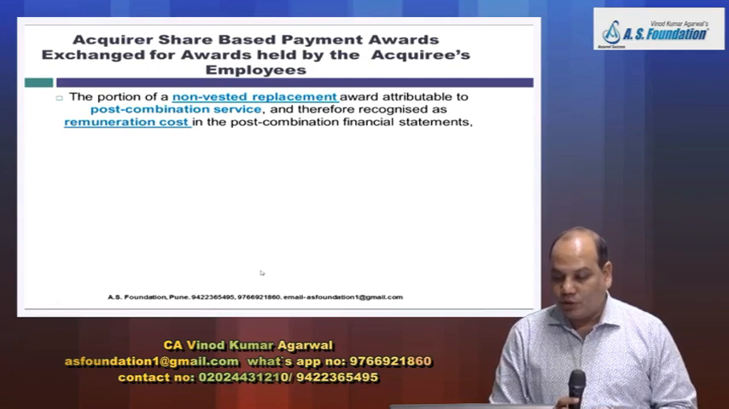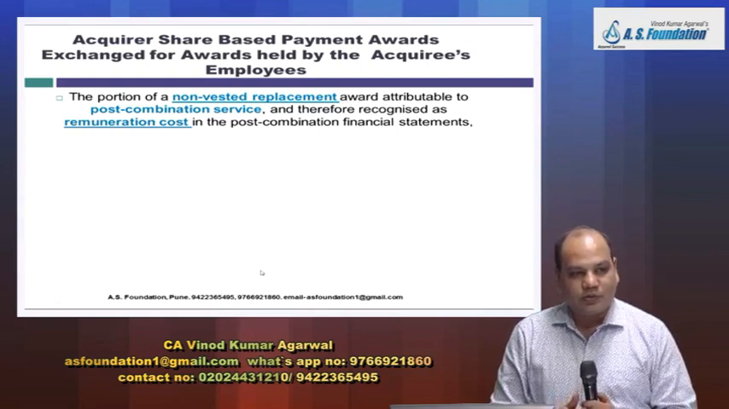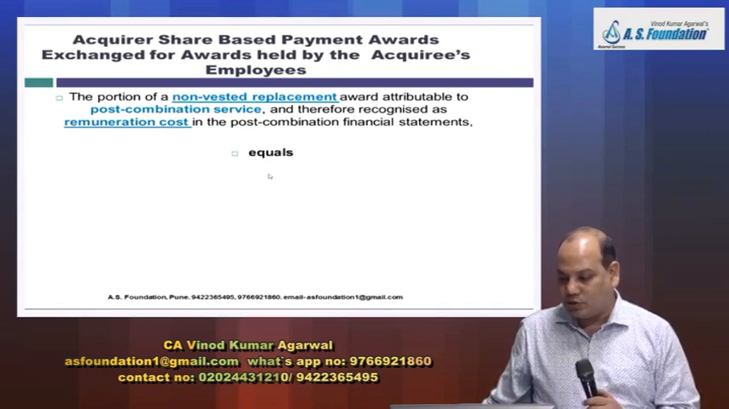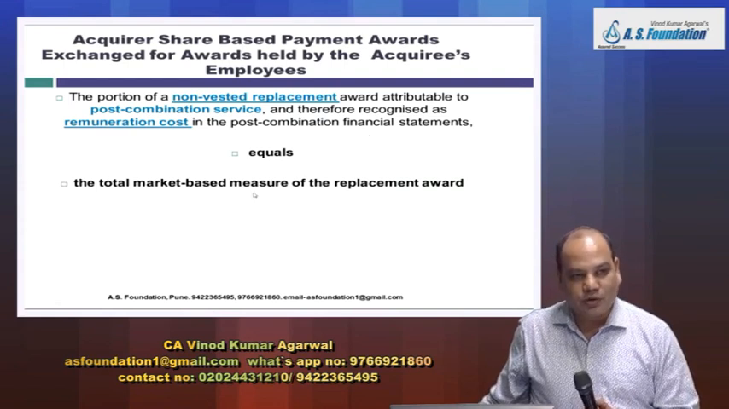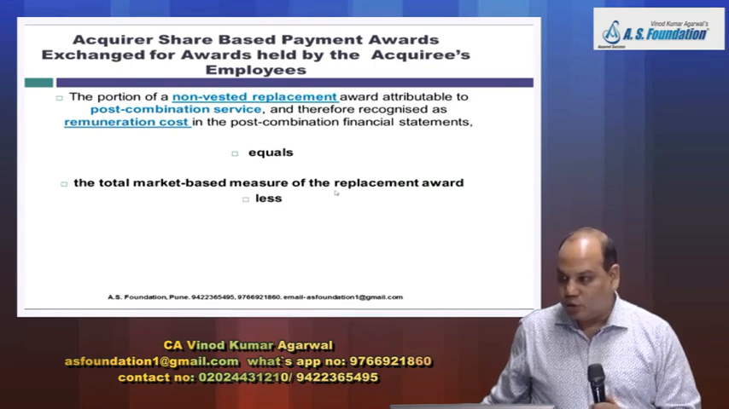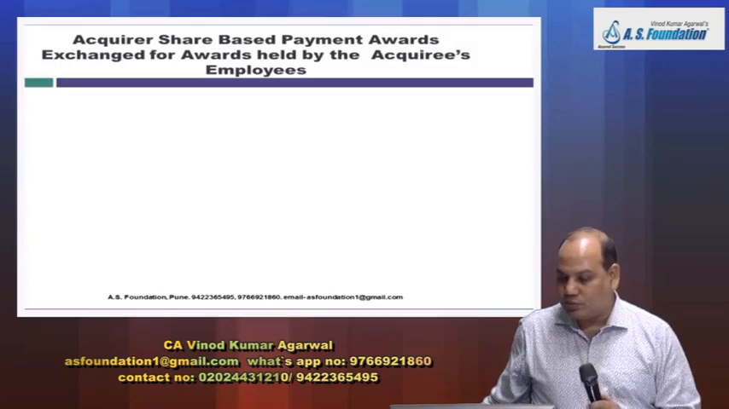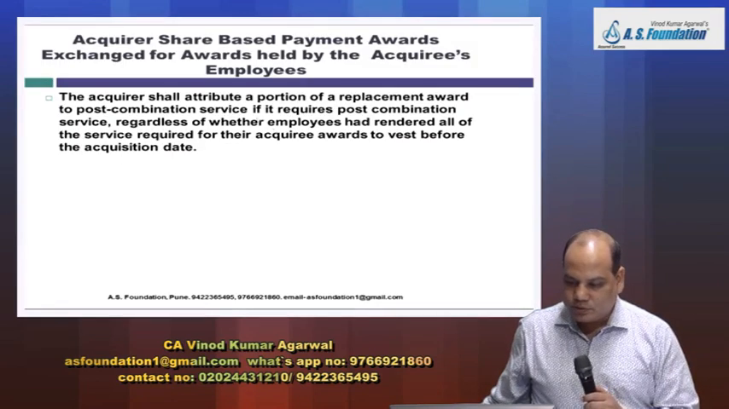The portion of non-vested replacement award attributable to post-combination service. The unvested portion will be accounted as post-combination remuneration cost in the post-combination financial statement, which is equal to the total market-based measure of the replacement award, that is the new award, minus the amount which we have attributed to pre-combination service.